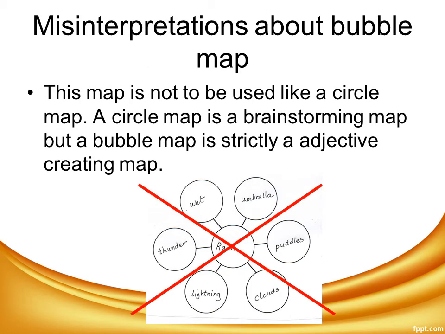This map is commonly misused. Unfortunately, a lot of people use it as circle maps, which is not the way that it's supposed to be used. It's only supposed to be used for adjectives. It's not a brainstorming map where you throw anything out there that you want and connect it. It's not a thought web or an organization web. This map is only used for adjectives to describe that specific noun that you have in the center. Other nouns around it should not be used. It should only be used for adjectives describing the noun in the center.